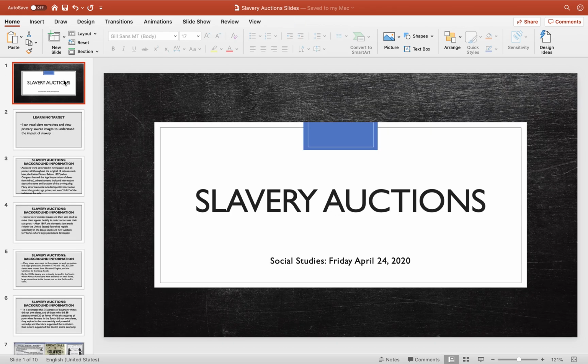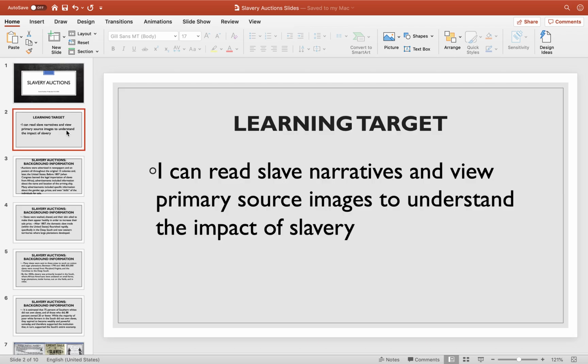So here is going to be today's lesson for social studies. Today's lesson is going to be on slavery auctions. And here's today's learning target: I can read slave narratives and view primary source images to understand the impact of slavery.